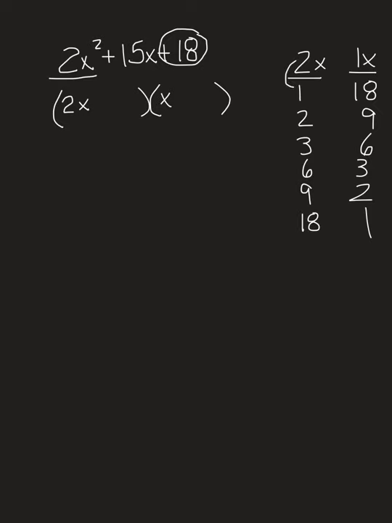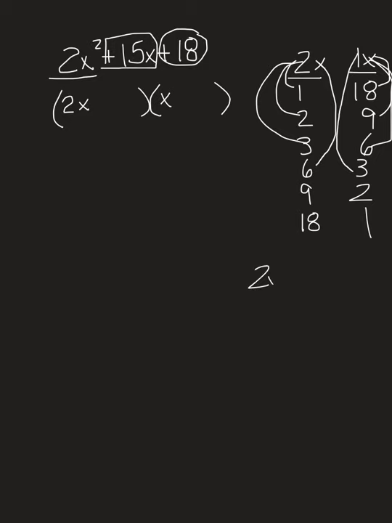I'm going to ask myself, well, this is 2 and this is 18. Did they add up to this 15 that I need? No. This is 4 and this is 9. That didn't work. This is 6 and this is 6. That didn't work. That's 12. And that's 3, because 2x times 6 is 12x. And 1x times 3 is 3x. That explains where my 15x came from. That's that middle term. That's that front term that we have right here, that coefficient.